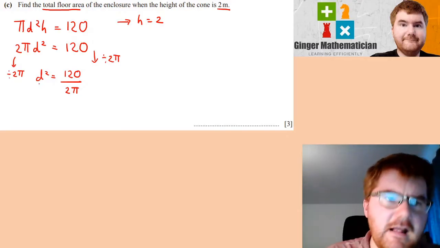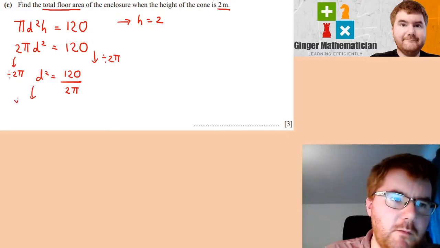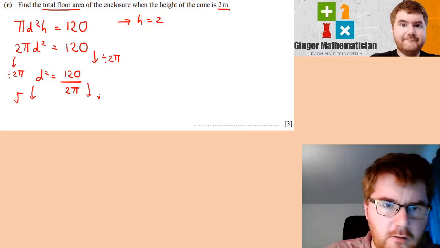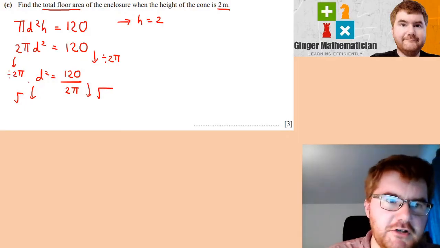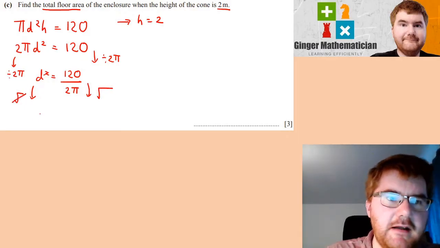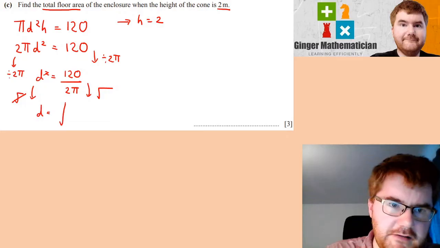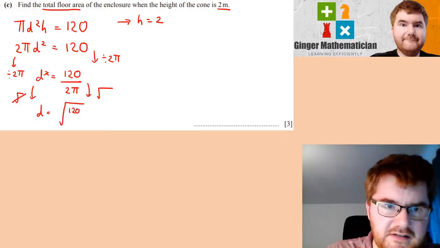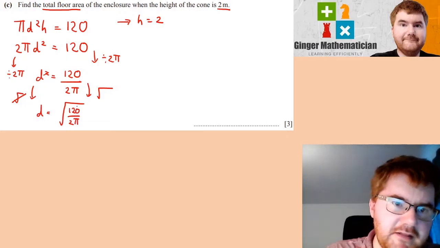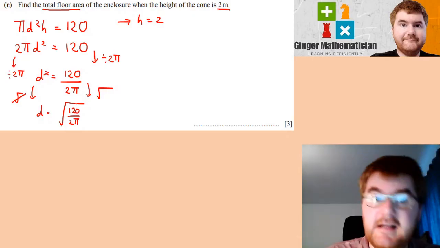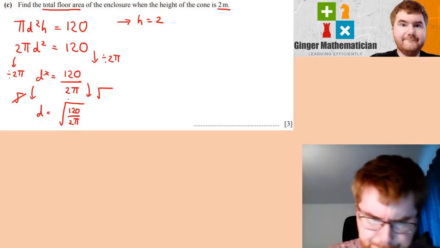And then what's the opposite of squaring? Well, we want to square root on both sides of the equation. That cancels out the squared, and we get d is equal to the square root of 120 over 2 pi. Remember, the square root goes over everything here, so that's very, very important.